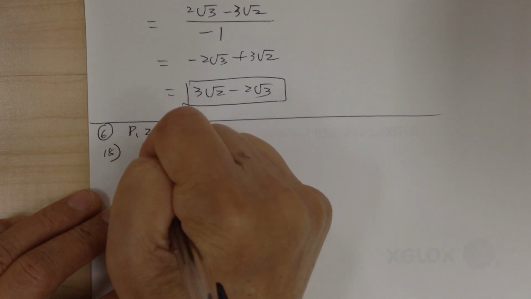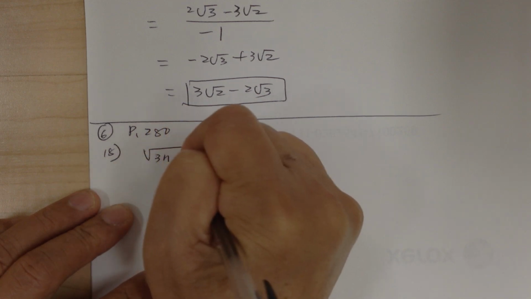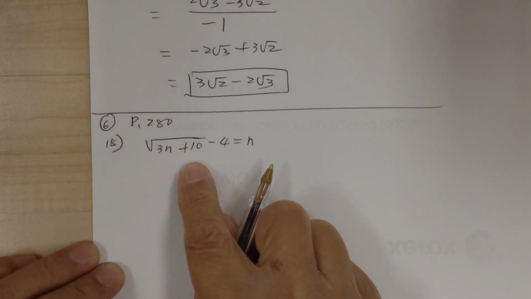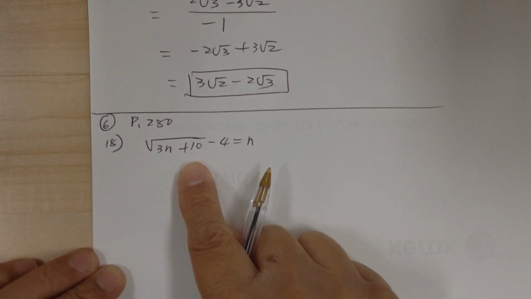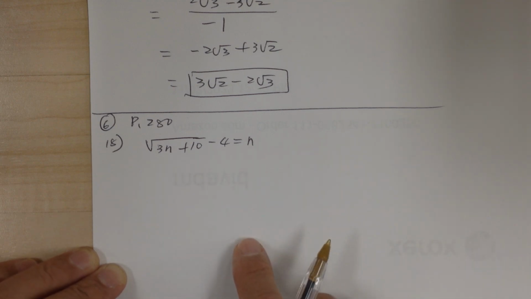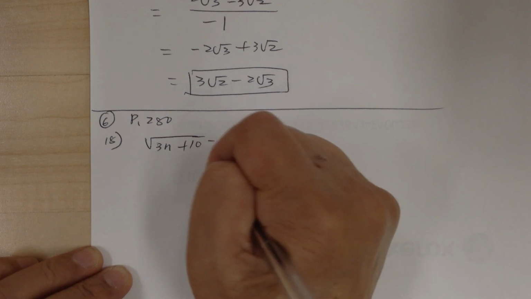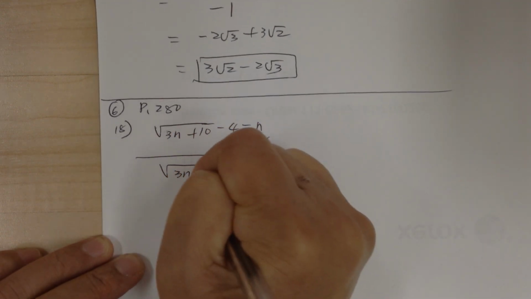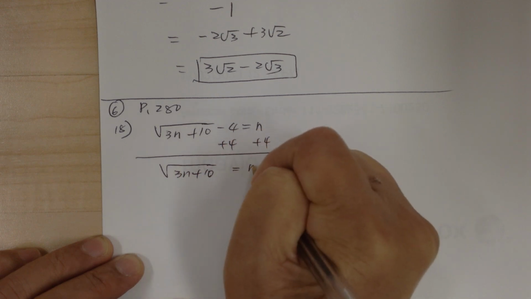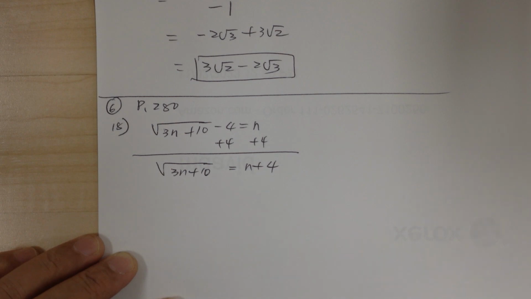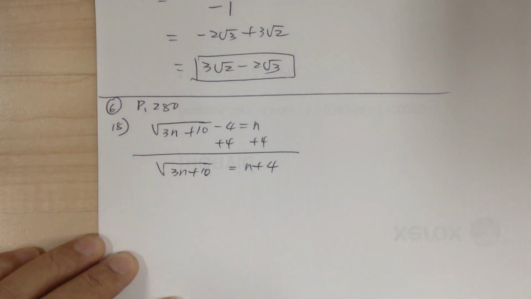Okay, you got square root of 3n plus 10 minus 4 equal to n. So to undo the square root, first you need to get rid of all the terms on the outside. So go and plus 4 on both sides. So you got square root of 3n plus 10 equal to n plus 4. Then after that, you want to square both sides.